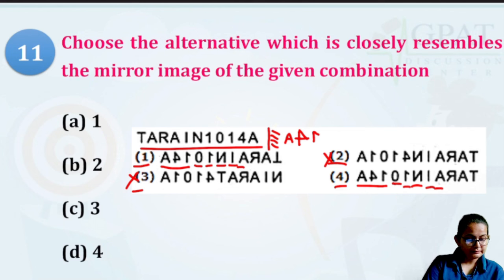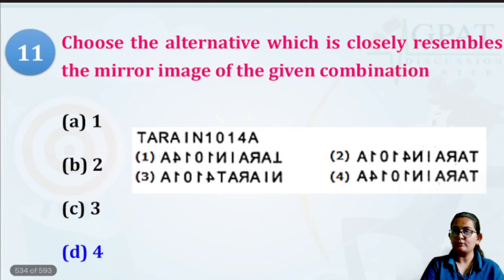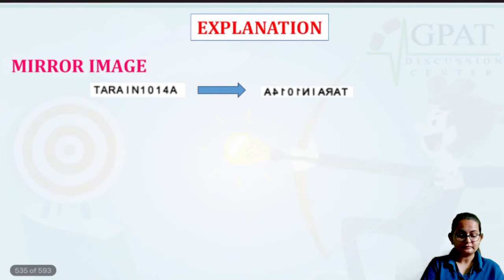A is here. T should be the differentiating one because everything else is the same. So how would T be? T will remain the same, so 4 will be the same, because the mirror image of T is the same. If you take the water image, then it will get reversed. So option 1 is gone. Option 4 is correct. That is option D, the mirror image of the given letters.